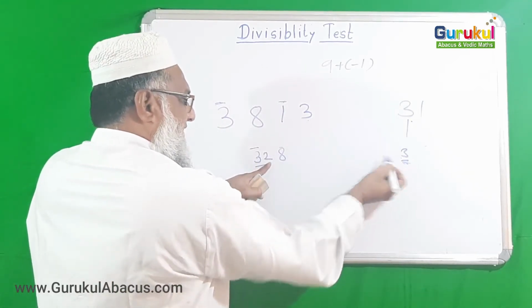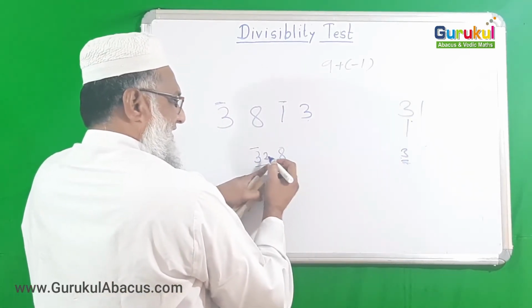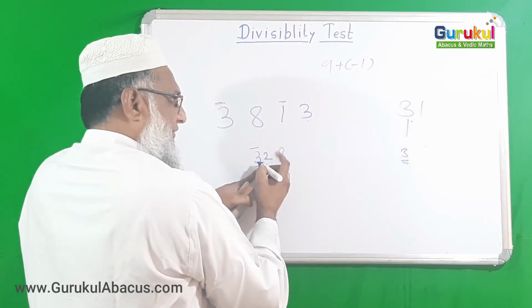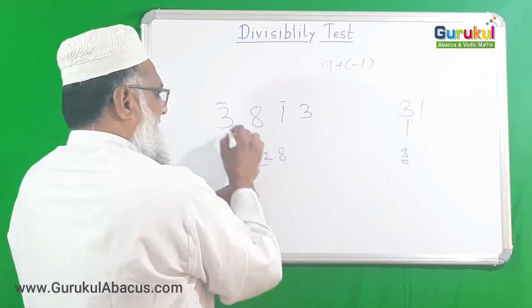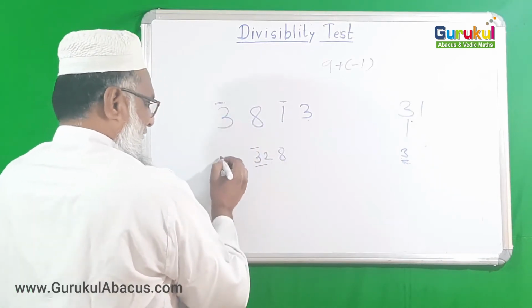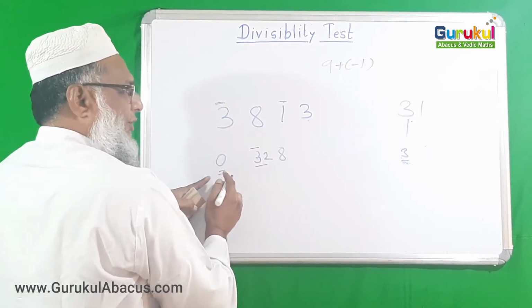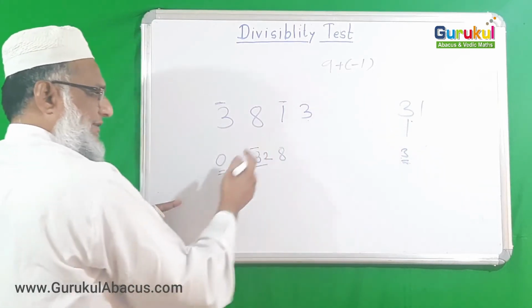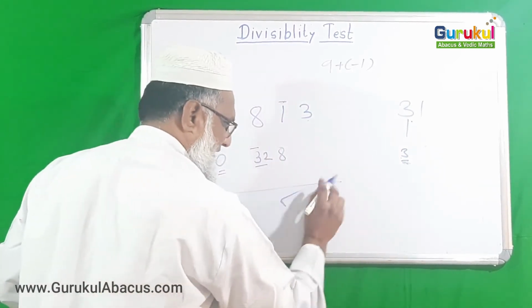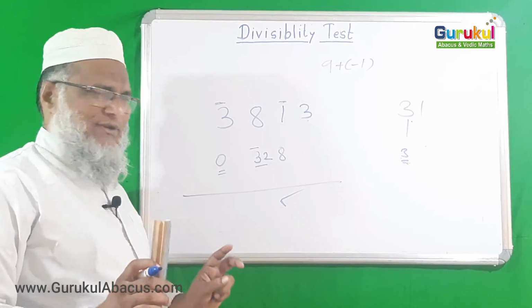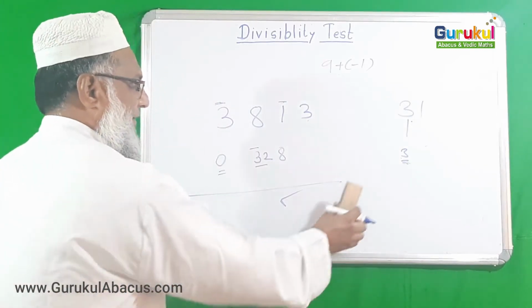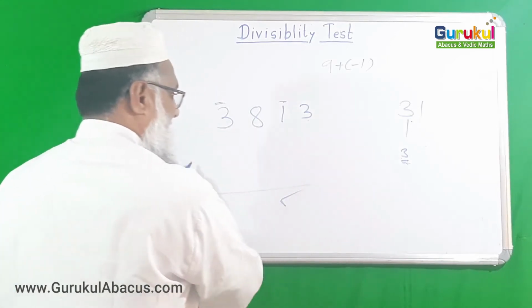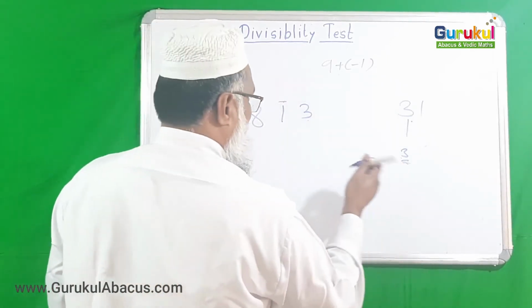Now see again. 2 3s are 6. 6 and minus 3, 3 only. 3 and minus 3, 0. 0 or a multiple of 31. So this number is exactly divisible by 31. Just keep in mind, it is a very simple process we have done, nothing more, but we have to do it carefully. That's it only.